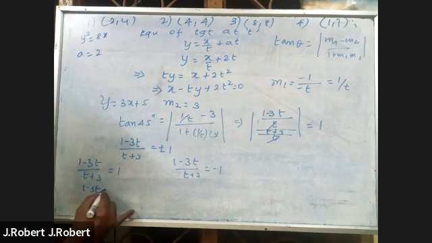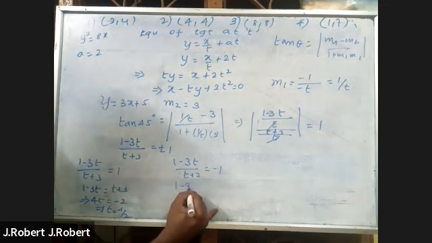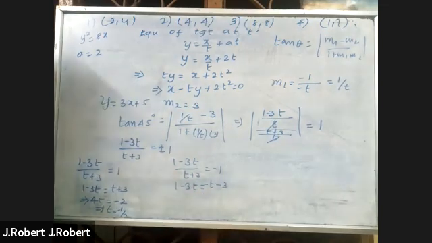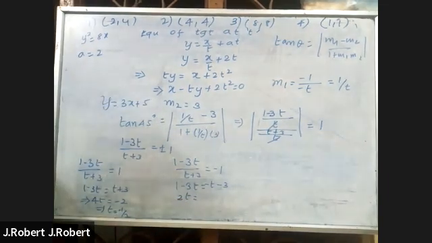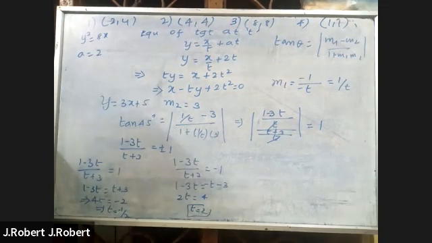One is 1 minus 3t is equal to t plus 3. From this we'll get 4t is equal to minus 2, or t is equal to minus 1 by 2. Same way, we'll get 1 minus 3t is equal to minus t minus 3. We'll get 2t is equal to 4. Therefore, we'll get t is equal to 2. So there are two values for t, isn't it? We have two values for t. Okay? t is equal to minus 1 by 2, and another one, t is equal to 2.